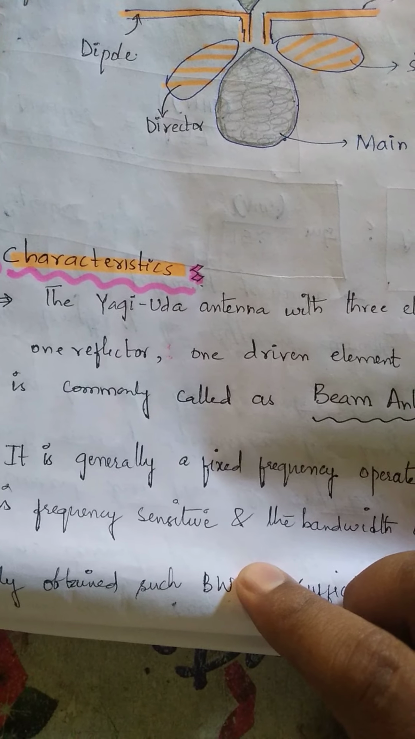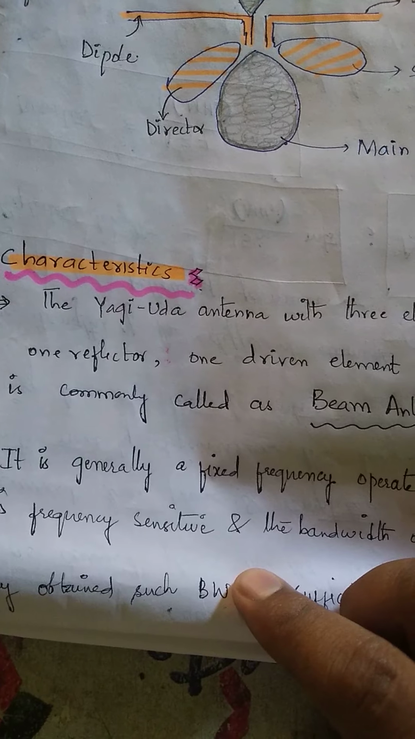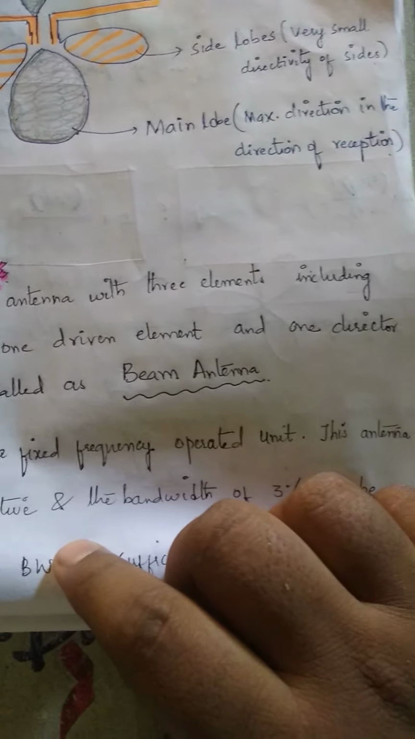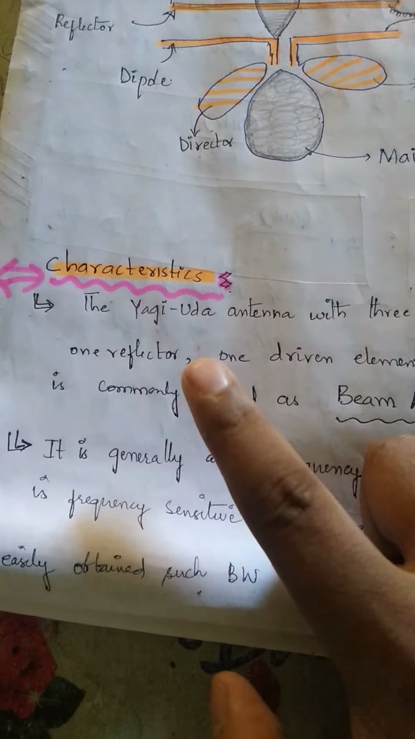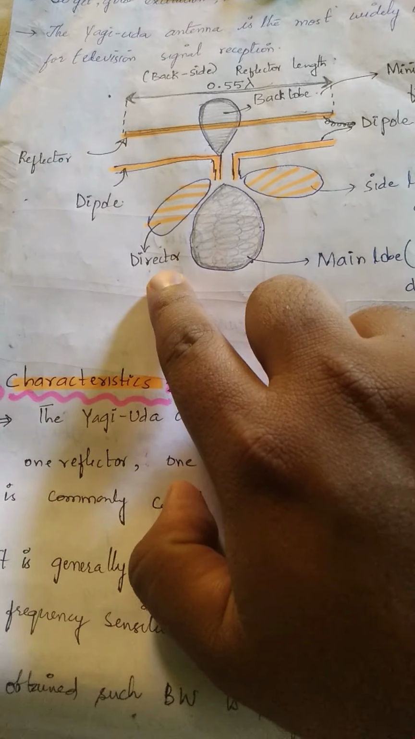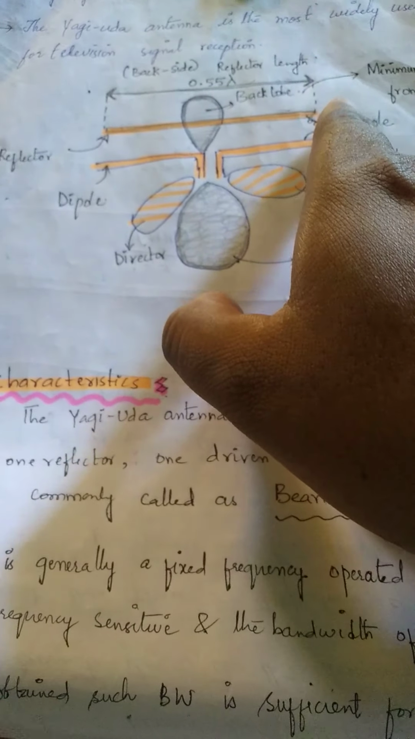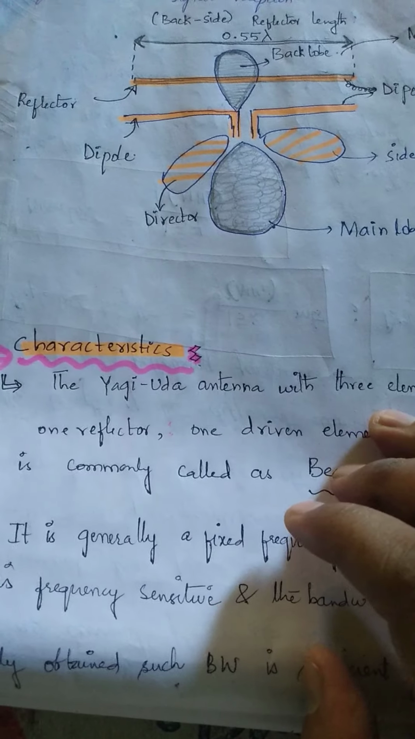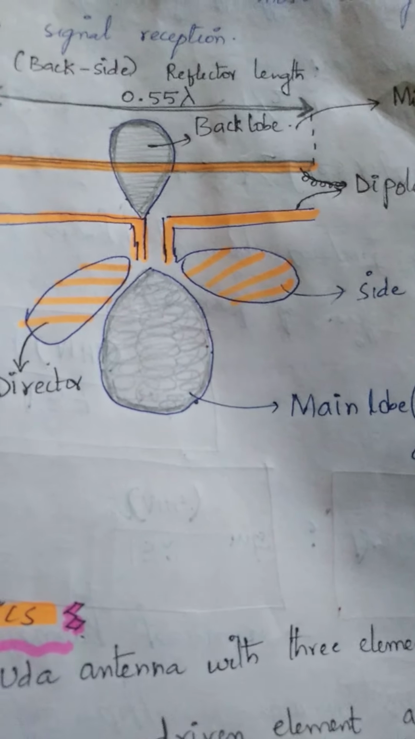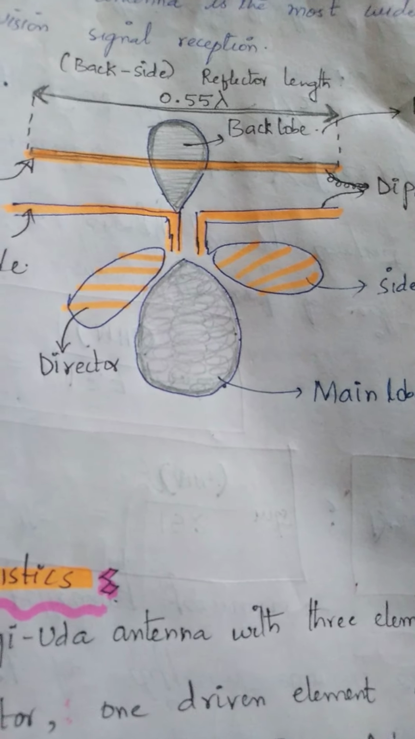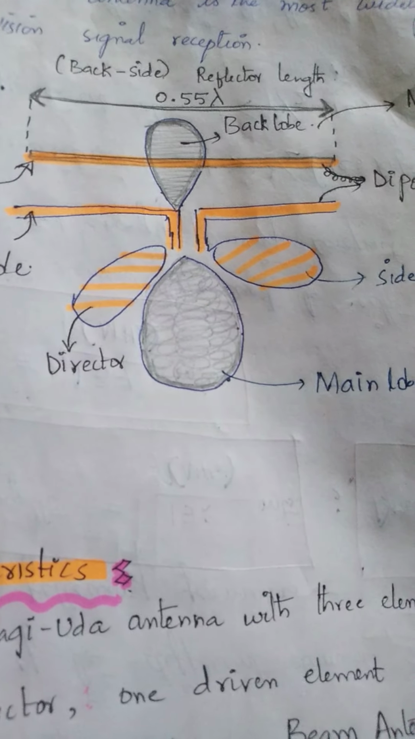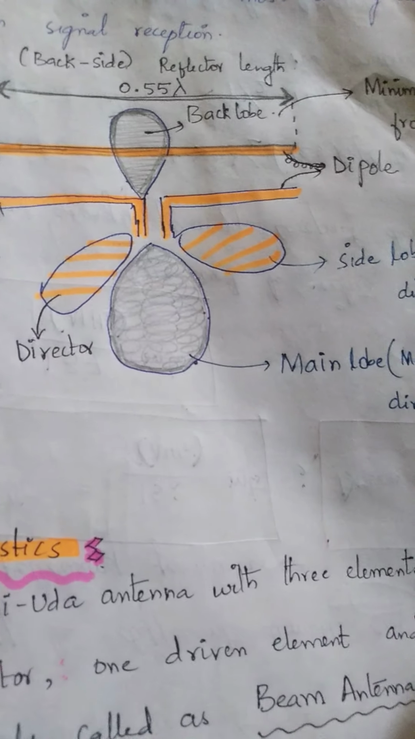The next criterion for the Yagi-Uda antenna is its characteristics. As you can see over here, the Yagi-Uda antenna has three elements, including one reflector, one driven element and one director. So we will be having directors, a reflector, and the dipole which we are feeding is the driven element. This antenna is very frequency sensitive, as it is designed for a fixed frequency, and the bandwidth of that will be 3%, which can be easily obtained.